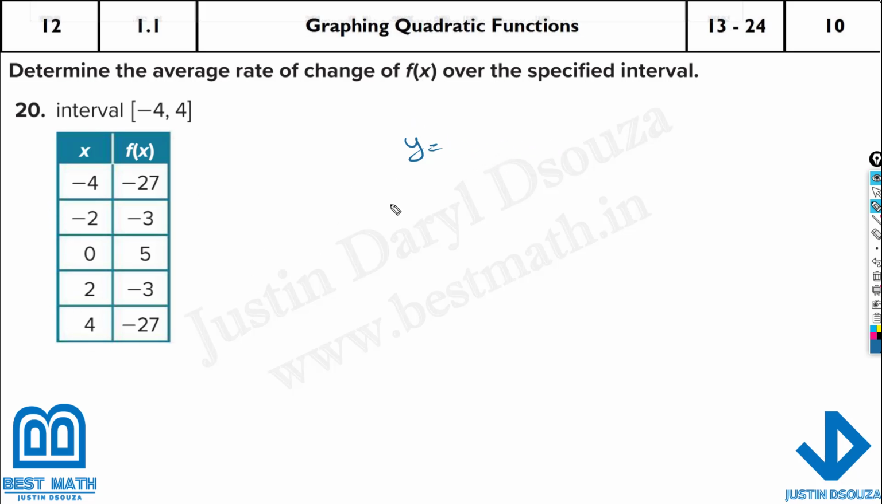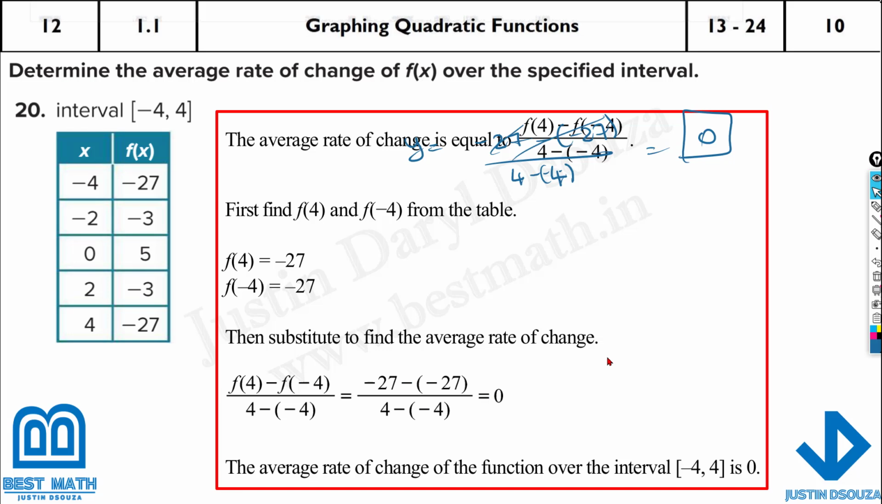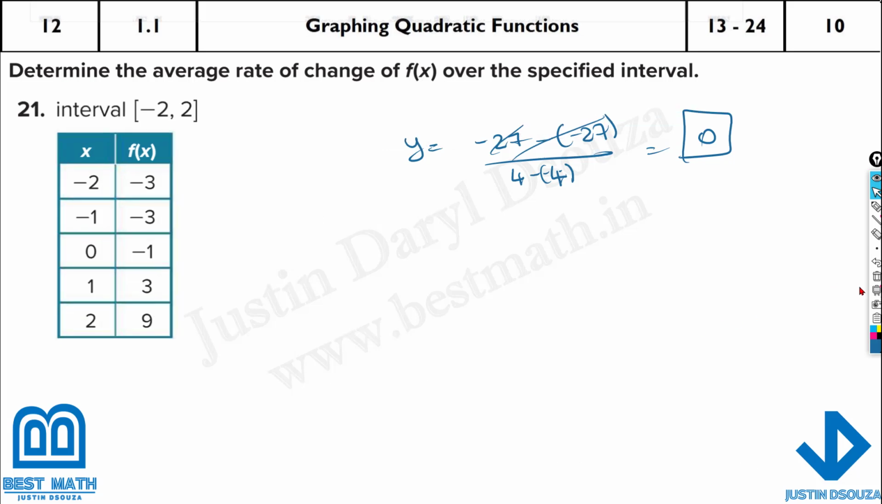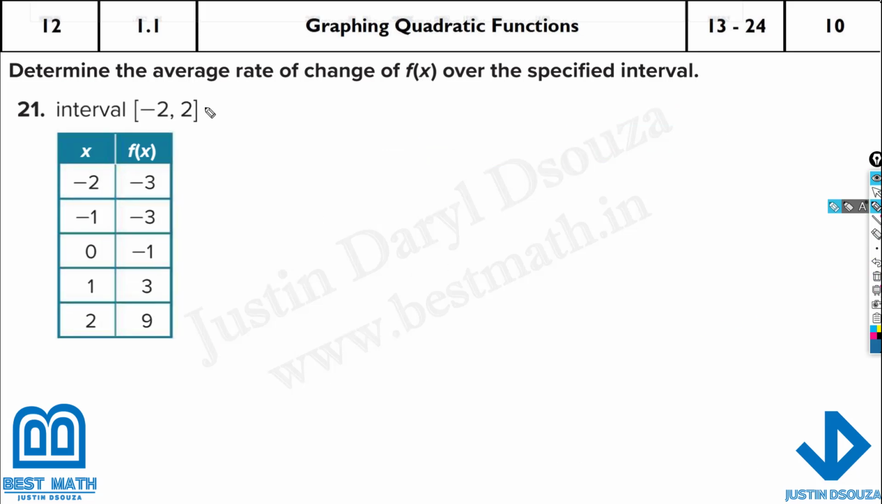Here and here, it is minus 27 minus of minus 27 divided by 4 minus of minus 4. So what's going to happen here? It's going to be minus and minus. It's plus, so it's going to be 0 here. Why? Because you can see minus and minus will be plus 27. Minus 27 cancels off, and anything divided by 0 is 0. It'll be 0 divided by 8, which is 0. And here, this we will have some answer.